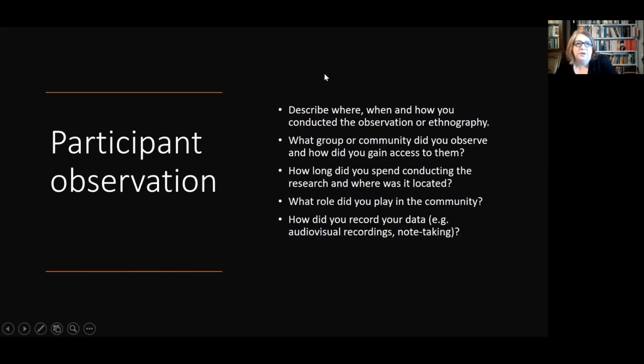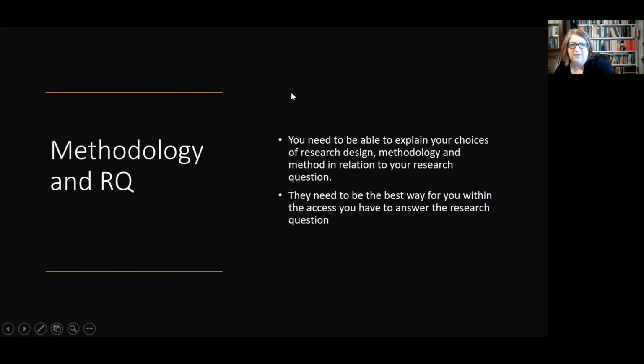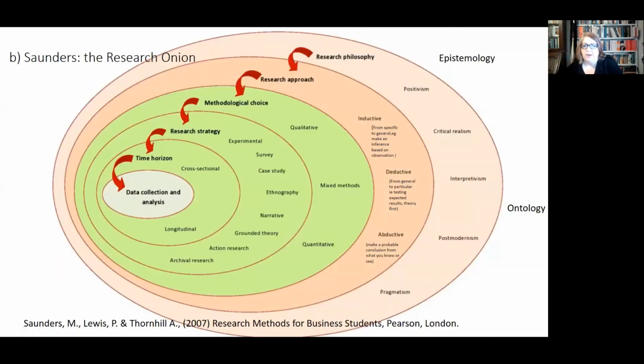I might open it up to questions now. I've just got some additional suggestions there for how to do things, but perhaps we'll leave it here and open it up to questions. Anyone have any questions about any ideas or any of the approaches people have taken to methodology?